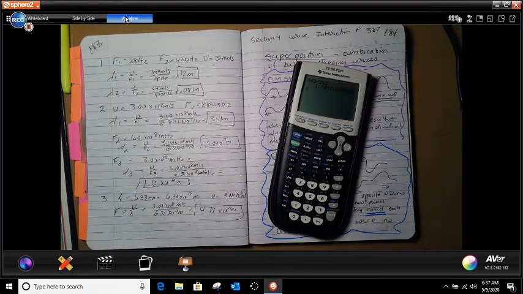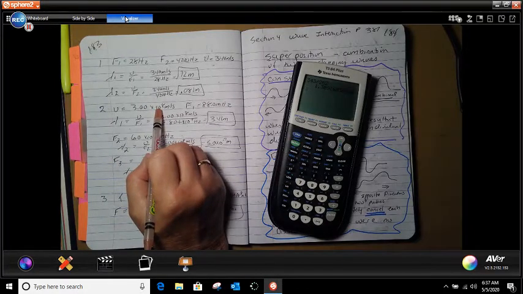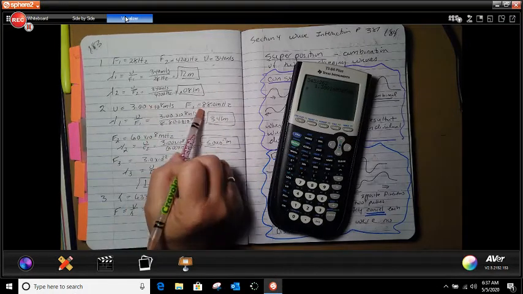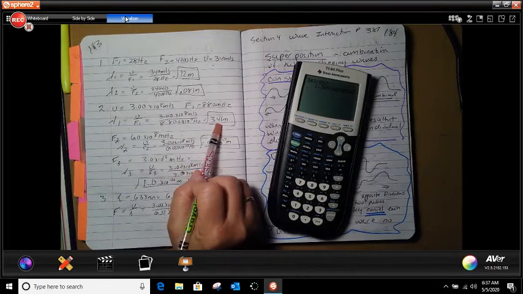Question number 2 says, the speed of electromagnetic waves in empty space is 3.0 times 10 to the 8 meters per second. Calculate the wavelength of electromagnetic waves emitting the following frequencies. We have a radio wave that has 88 megahertz. So we're just taking our V divided by F to get 3.41.